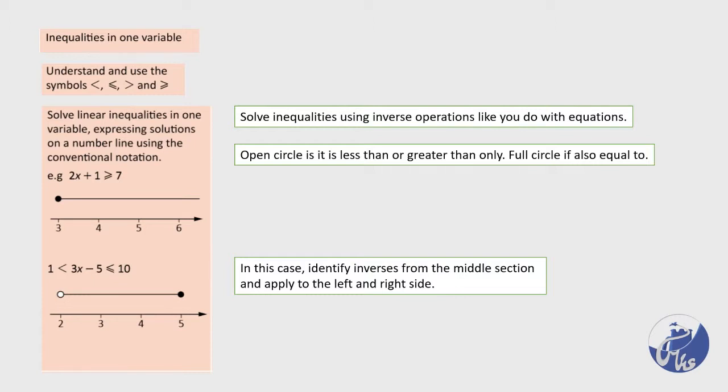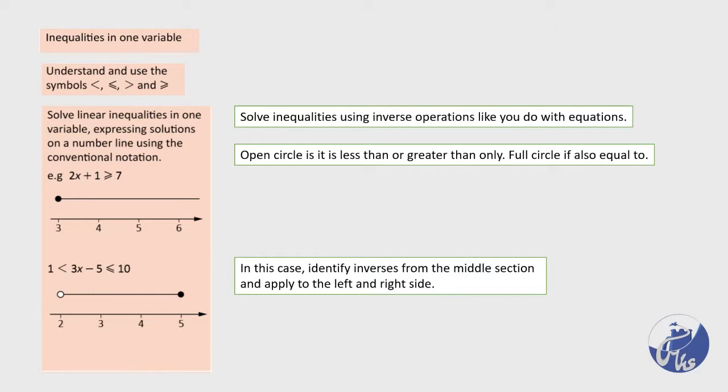You would solve it by doing inverses. The next part might be to represent that on a number line. So there is an open circle and a filled circle, or solid circle, however it's been explained to you. And those represent whether it's going to be the less than or greater than, or whether it's going to include the equal to. The last type of inequality that is on here is where you've actually got two inequalities either side of your expression in the middle.